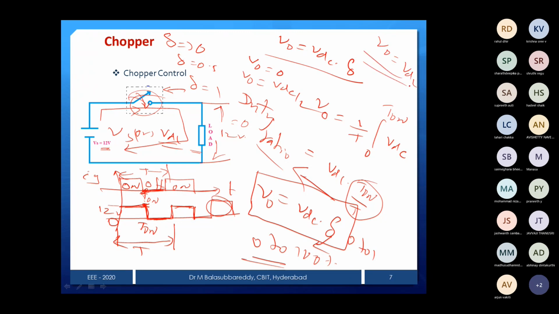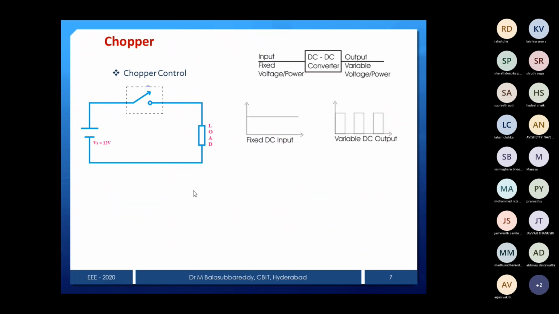So you can notice that by changing the delta value, automatically your output voltage is going to vary, whether it is 0, or half of the input, or up to the input. So variation is there by changing the delta only. How the delta is going to be changed, that is nothing but the control strategies. Now this is clear.